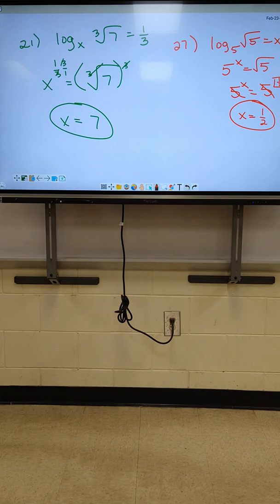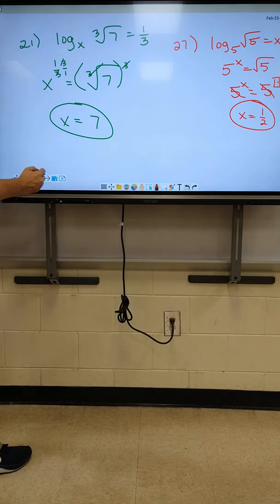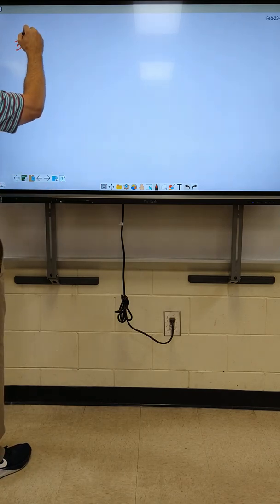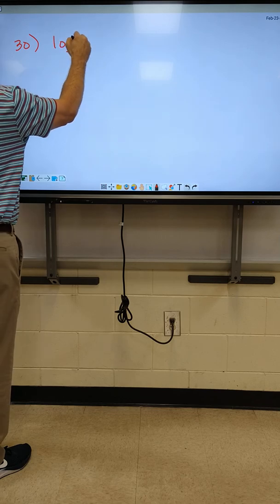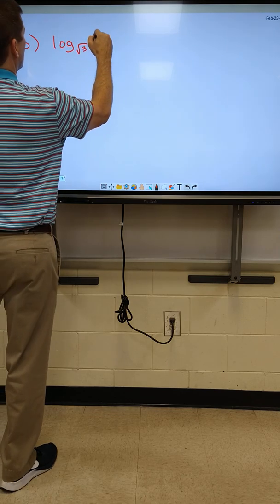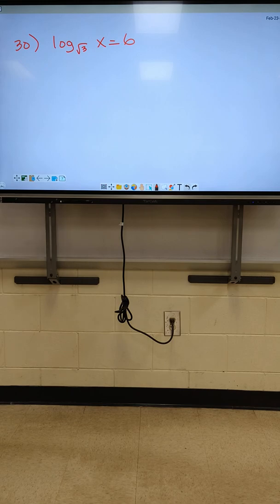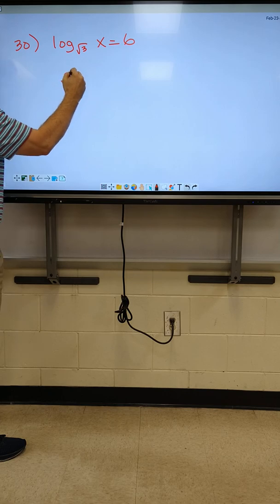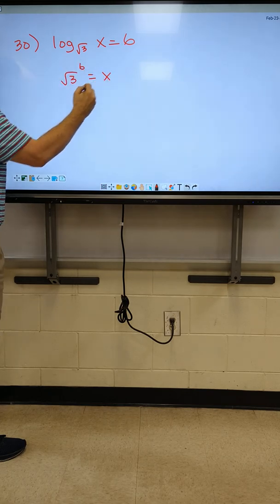All right, so we got 3 more to do at the bottom that all have square roots in it. We got 30, 31, and 32. All right, can I go to 30? All right, number 30, log 3. All right, this one is a different type of problem, but guys, this is the easiest type I can give you. All right, everybody's got it set up? All right, how do we set it up? It'll be root 3 to the 6th power equals x, right?